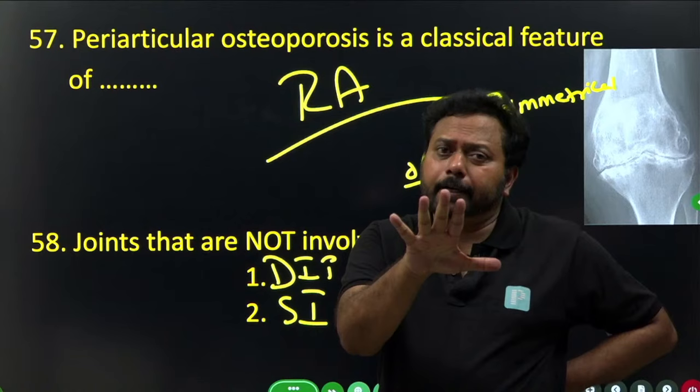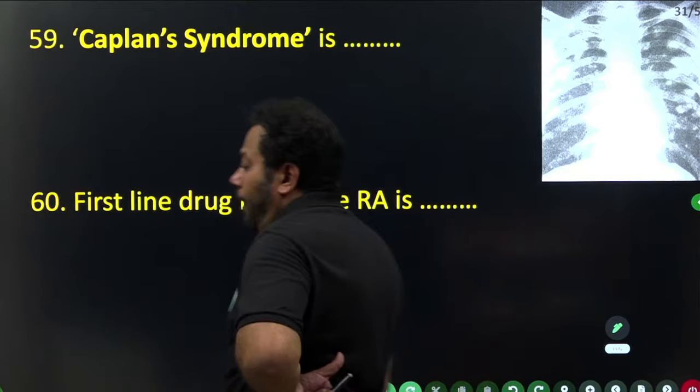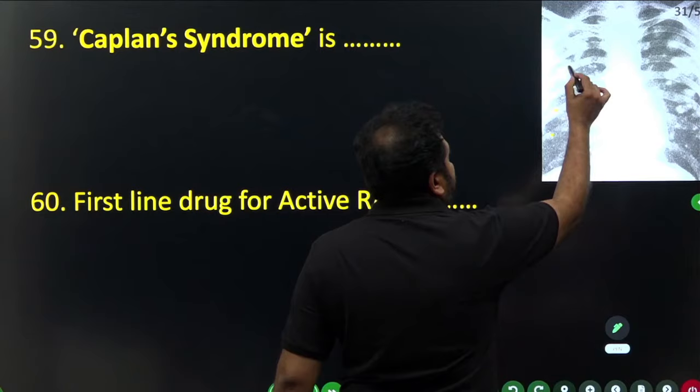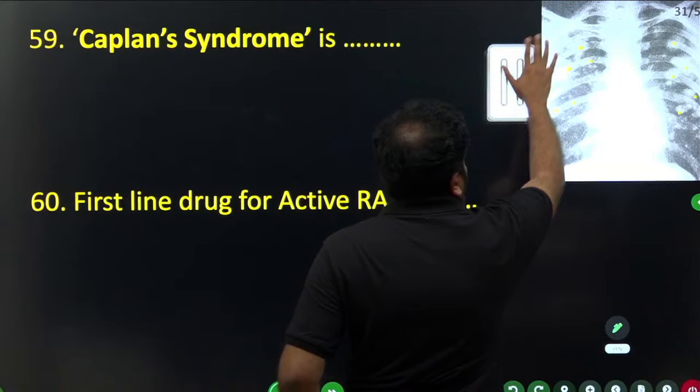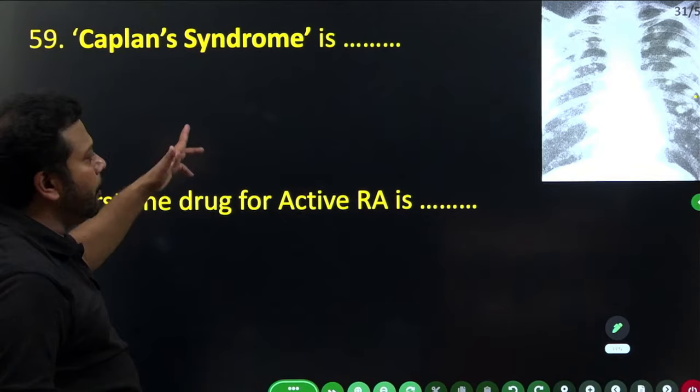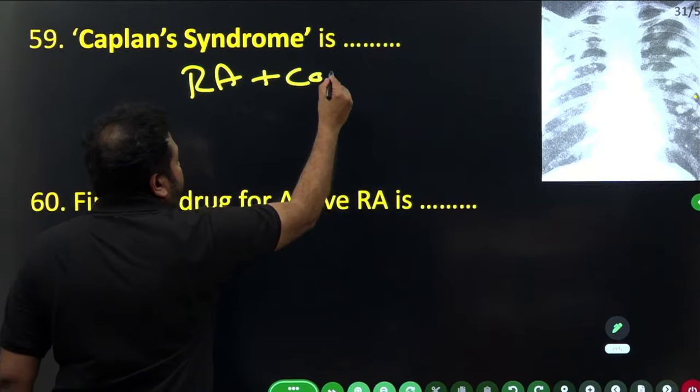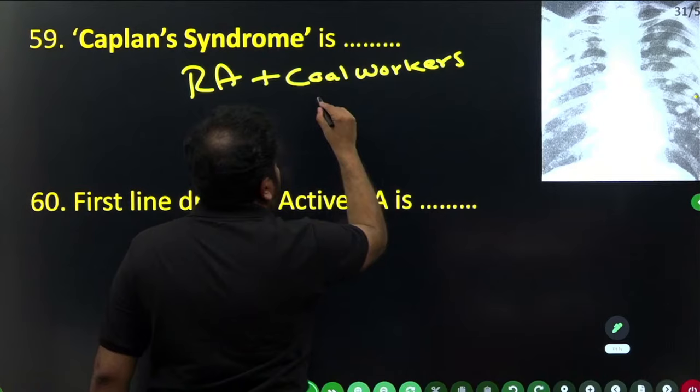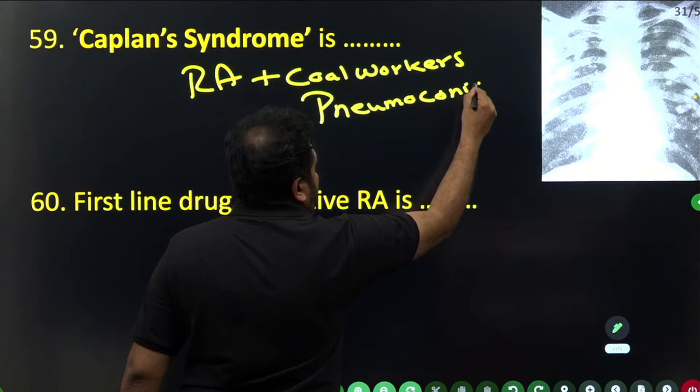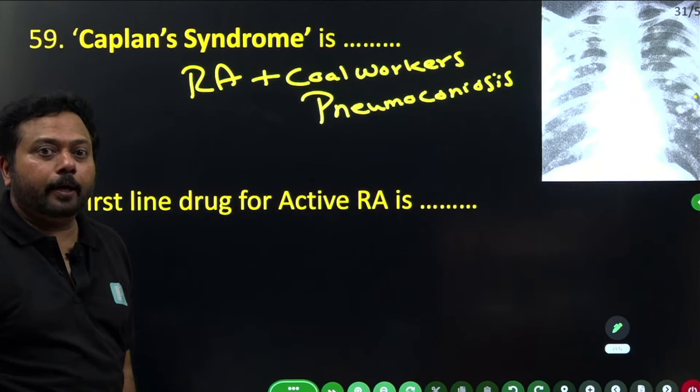Kaplan syndrome, look at the x-ray. I am able to see multiple nodules. So Kaplan syndrome is rheumatoid arthritis plus coal workers pneumoconiosis. Kaplan syndrome is rheumatoid arthritis with coal workers pneumoconiosis.